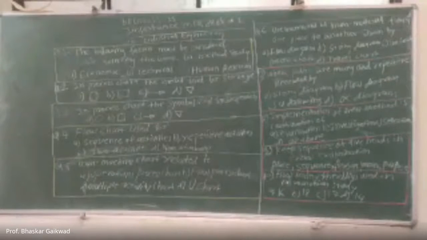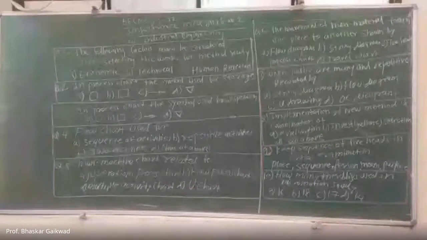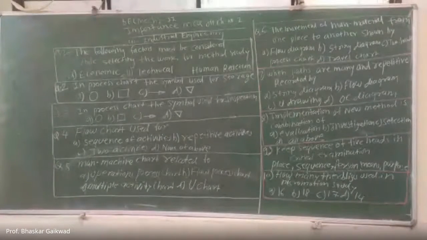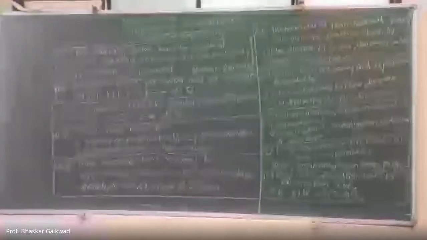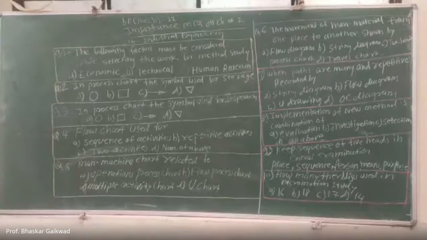Third question: in a process chart, the symbol used for inspection. So here squares or sometimes rectangles, the symbols will be there. So this is the inspection symbol. Circles are normally used for operations, arrow for transportation, triangles for delay, and square for inspections.